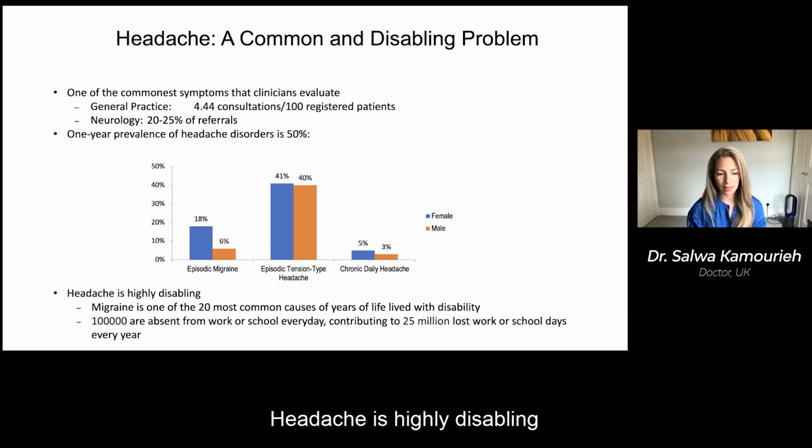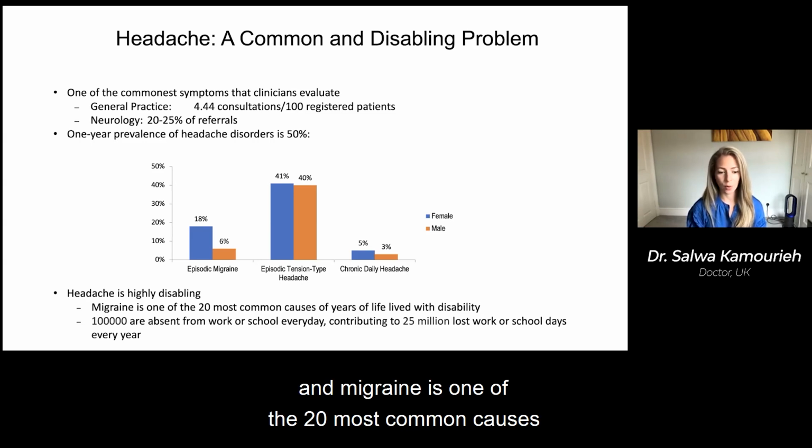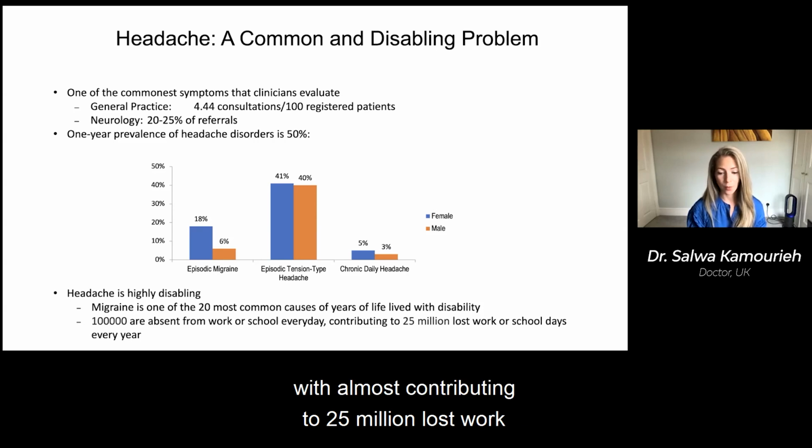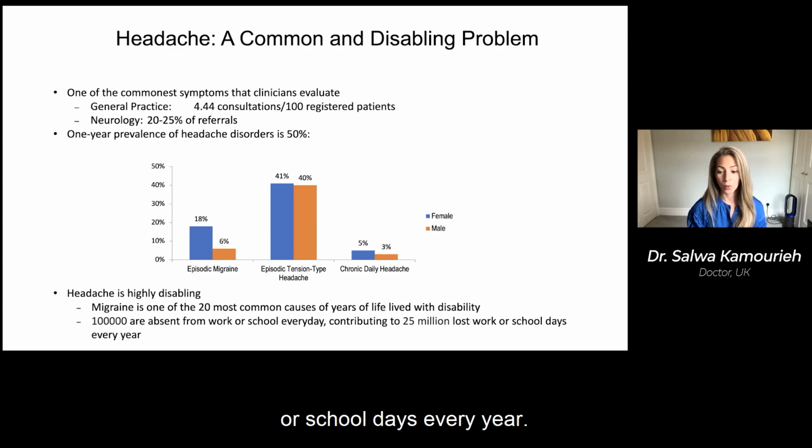Headache is highly disabling, and migraine is one of the 20 most common causes of years of life lived with a disability. It tends to affect people most troublesomely in the productive years, so late teens to 50s. Estimates of the financial cost to society are extensive, contributing to almost 25 million lost work or school days every year.